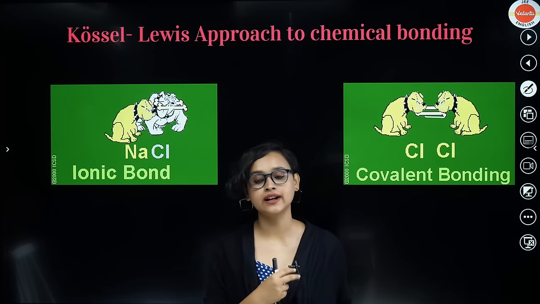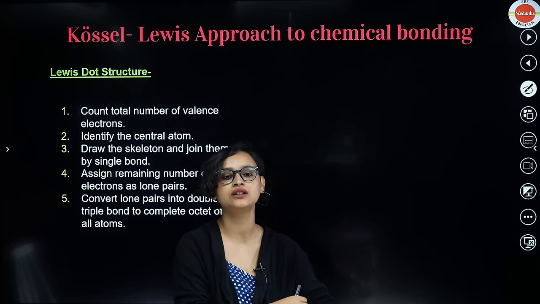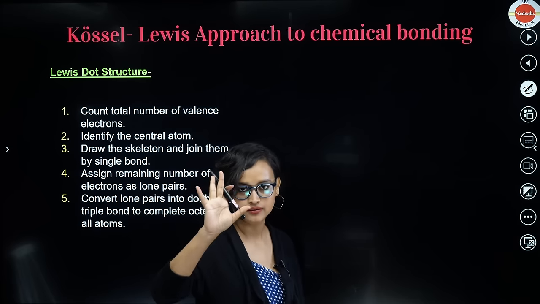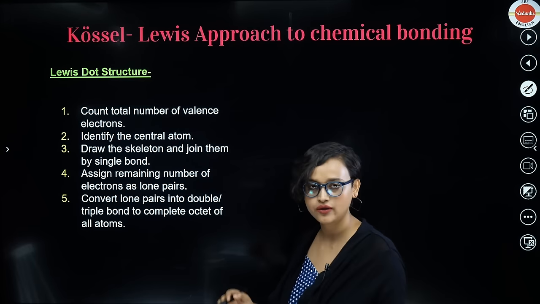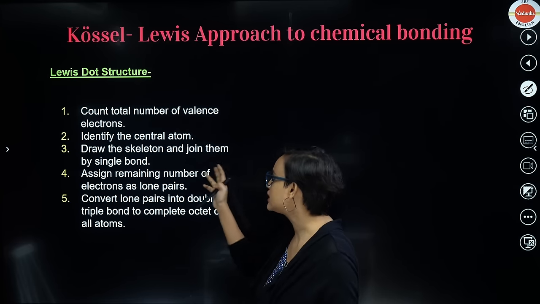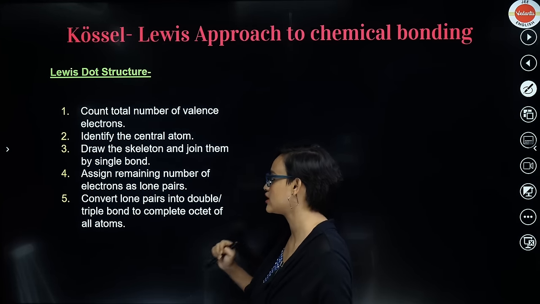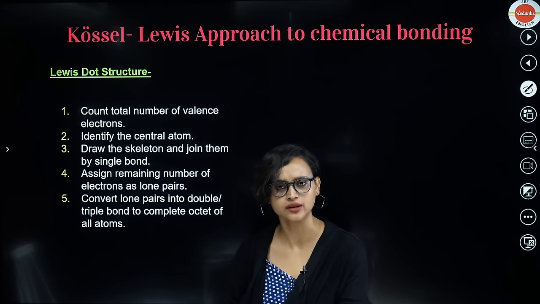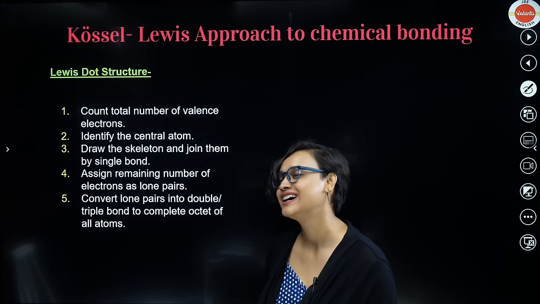All right then, now moving on from here, let's understand how to make the Lewis dot structure. There are 5 points to make the Lewis dot structure. Very easy. You count the total number of valence electrons. You identify the central atom. You draw the skeleton and join them by single bonds. You assign the remaining electrons as lone pairs. And you convert lone pairs into double or triple bonds to complete the octet of all atoms. Understood? Should I move ahead? Of course not, so let me explain this.